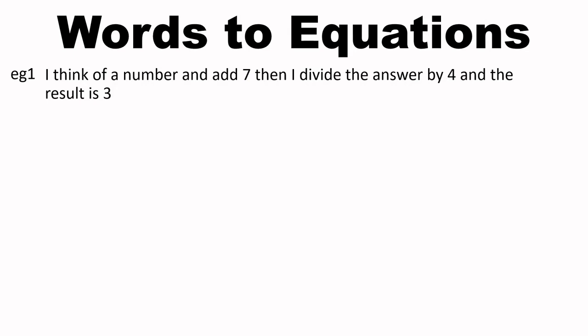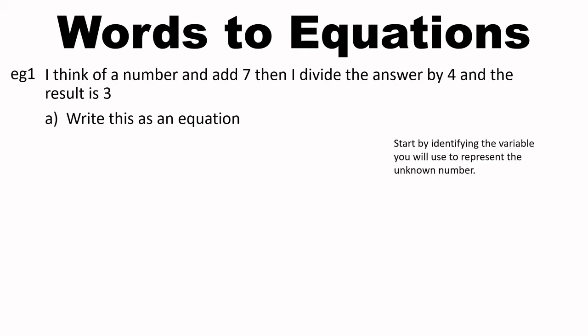We're starting off with a really simple example where they tell us that we have some unknown number which we'll add 7 to, then divide that answer by 4, and the result is 3. Let's write this as an equation. In order to write an algebraic equation, we need to first start by identifying some variable, that is some letter, that we're going to use to represent some unknown number.